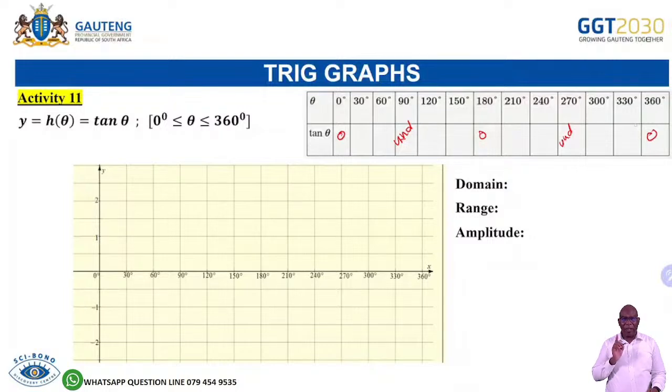Now, the first thing that you need to do when you draw the tan graph is to look at the undefined points there. So this graph here at 90 is undefined, it doesn't touch the 90.